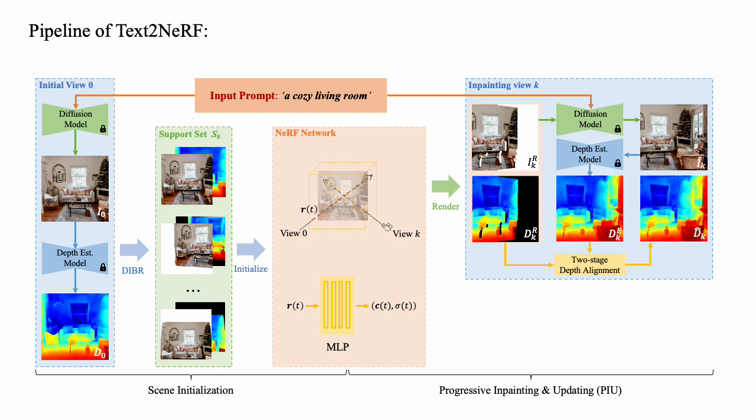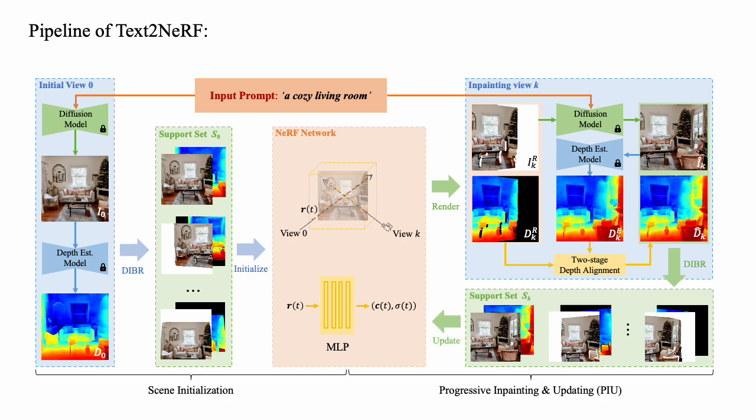Finally, the inpainted image and its aligned depths are used to construct the support set SK, and further update the 3D radiance field. Again, we render the updated radiance field in a novel view K+1, and update the radiance field with the new inpainted results.